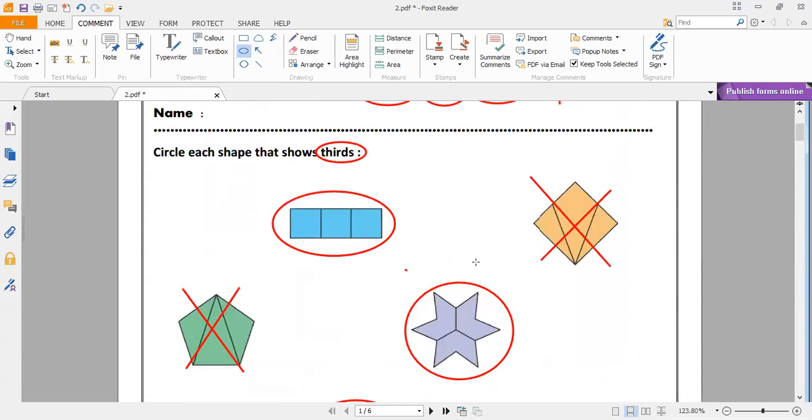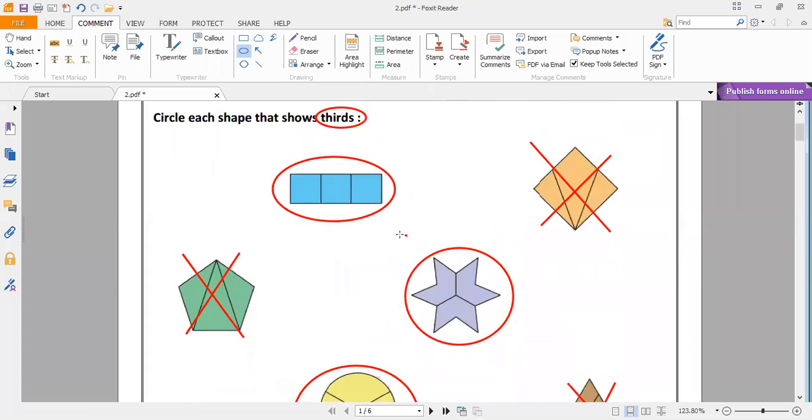Okay, so we finished the first one about the thirds. Grade 1, you have to read the question carefully. Circle each shape that shows thirds. So I'm looking for three equal parts. Okay, this is the first question.